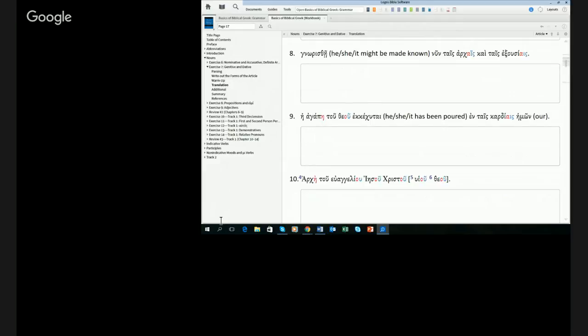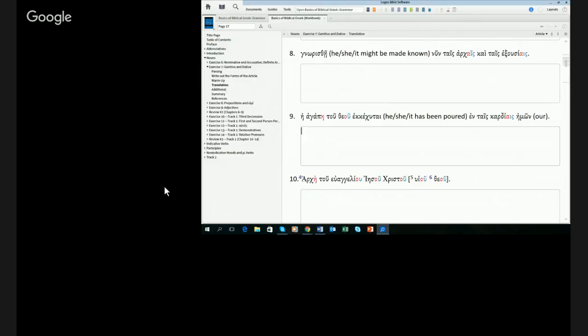I'll move on if there are no questions. He agape to theu enkechutai. Enkechutai, it has been poured out, is the verb. He agape in the nominative. You can see first declension, no case ending, nominative, feminine singular. The article confirms. So the love, nominative feminine singular, is the subject.